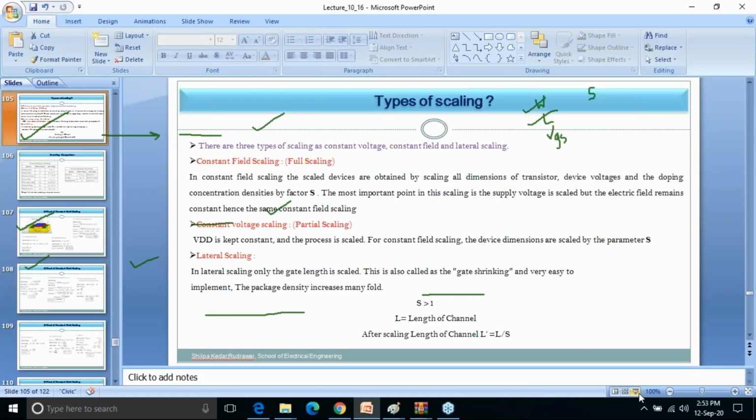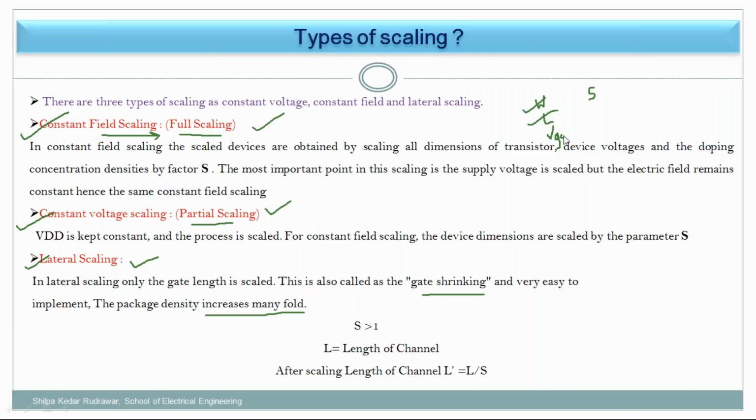What is meant by partial scaling? Here all the parameters will not be scaled down. Only the W by L ratio or oxide thickness is changing, but the voltage will not be scaled. Voltage, if I am giving 5 volt, it will be 5 volt only. I am not going to change the voltage. So hope the idea is clear.